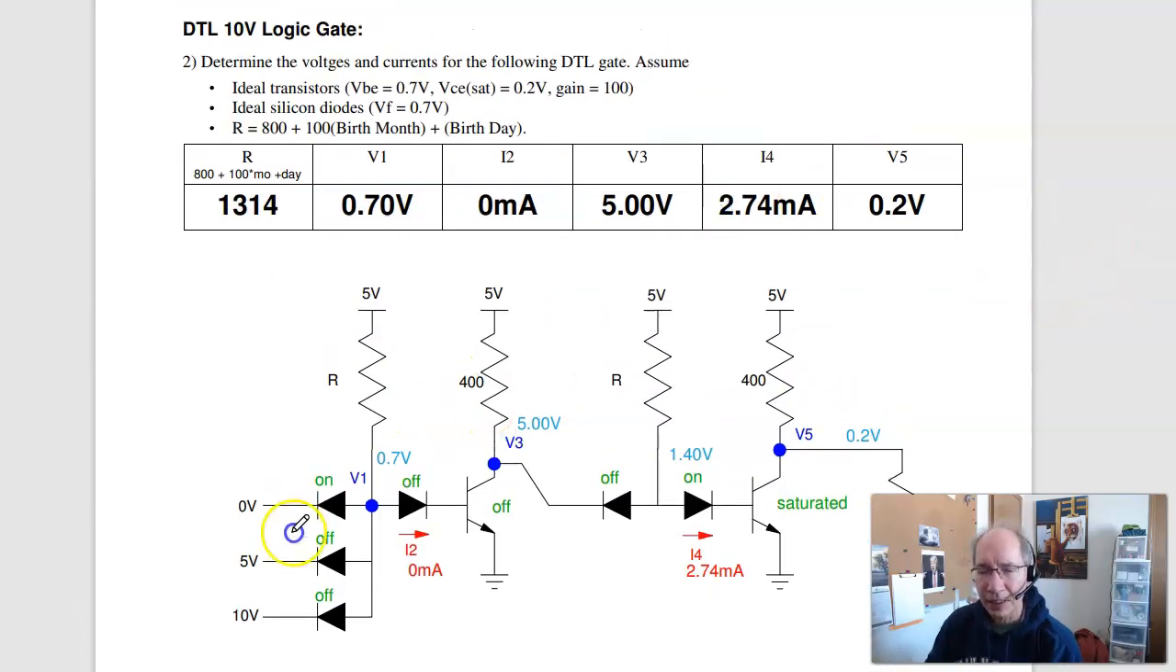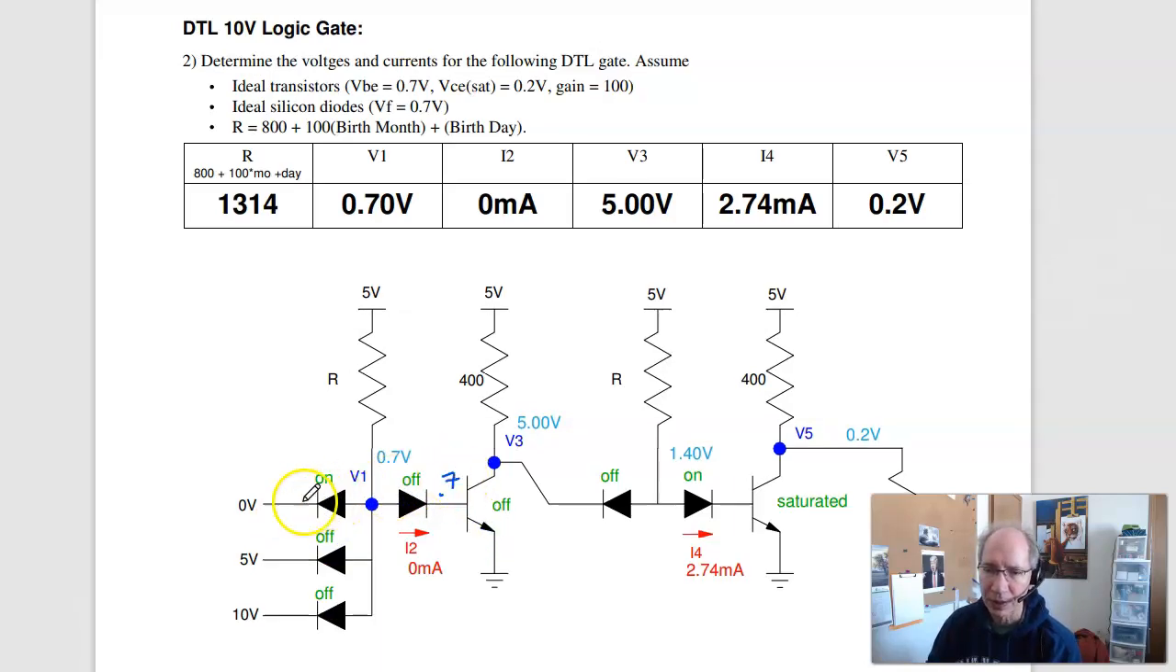In this case, this is a min function. This is an AND gate. The smallest voltage wins, which is going to be the 0 volts. That makes this 0.7. And it's actually the smallest of 3. I've got 1.4 volts. Well, actually over here, this is 0.7. The smaller between 0, 5, 10, and 0.7. 0 wins. So all these are off.